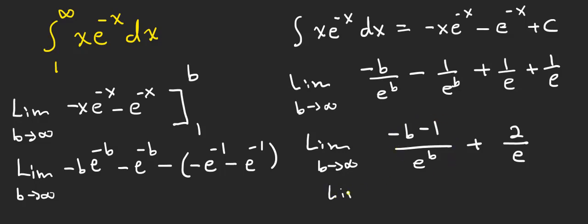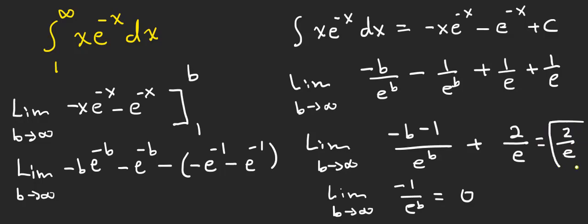Because if you apply L'Hopital's rule, that's going to be negative 1 over e to the b. And as b goes to infinity, this will go to infinity. So negative 1 over infinity is like 0. So that goes to 0 as b goes to infinity. So what happened? We end up getting just 2 over e. So that is the final answer for this improper integral. So here we have to apply L'Hopital's rule.